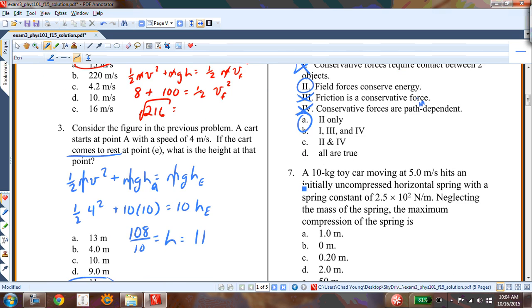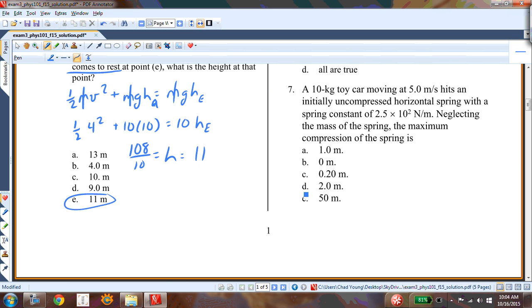A 10 kilogram car moving at 5 meters per second hits an initially uncompressed horizontal spring with a spring constant of 250 newtons per meter. Neglecting the mass of the spring, the maximum compression of the spring is. This just means it's a massless spring, so we won't worry about that. It's about the energy of the spring itself. We're only looking at the elastic potential energy. So here's my toy car.